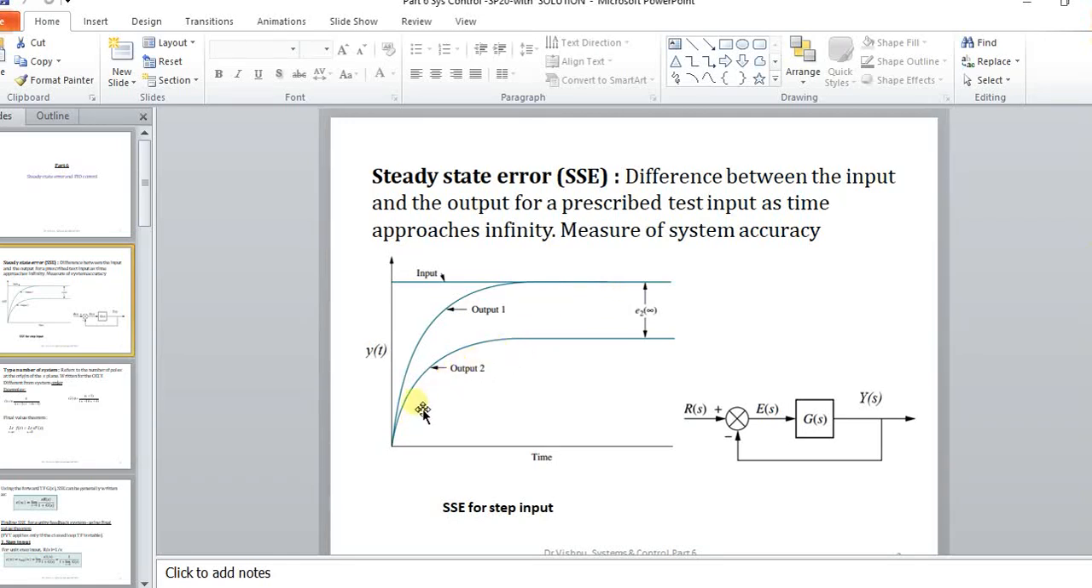But if you see output 2, as the time goes to infinity, the output is at this level, whereas what we want is here. So this difference is called steady state error. It means when the system reaches steady state, what is the output and how much is that output different from what we expect. That is called steady state error. This E is the error.